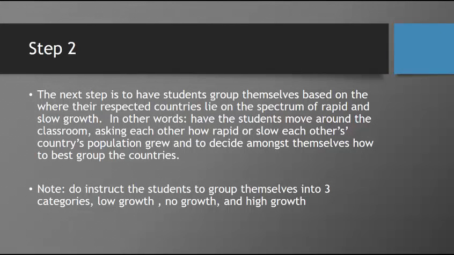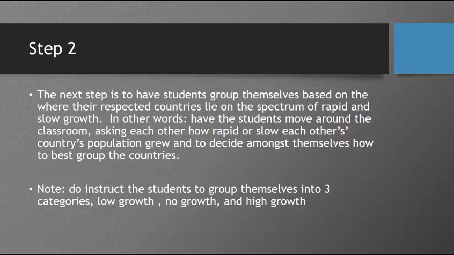Step 2. The next step is to have students group themselves based on where their respective countries lie on the spectrum of rapid and slow growth. In other words, have the students move around the classroom asking each other how rapid or slow each other's country's population grew to decide amongst themselves how to best group their countries.